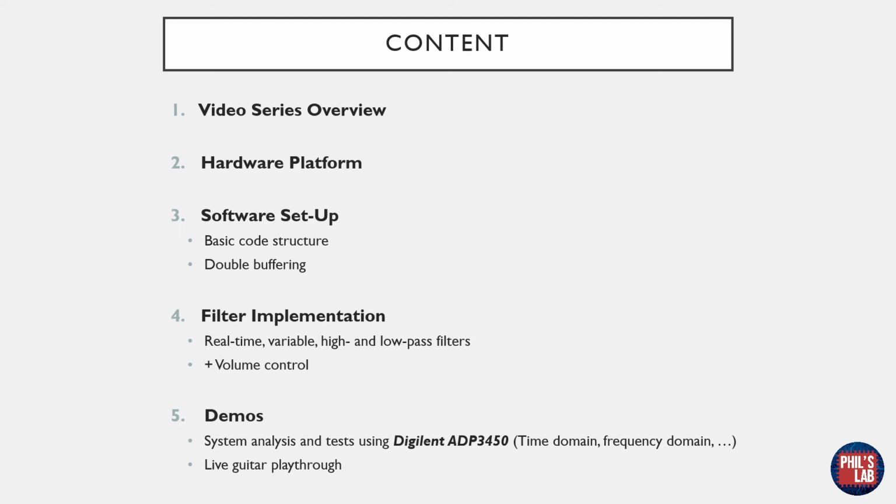Then we can move over to filter implementation, which is the first part of our audio processing effects. We'll look at real-time, variable, high and low-pass filters, as well as a simple volume control. Then I'd like to show you some practical real-world demos using our filter implementation. We'll do a system analysis and tests using the Digilent ADP3450 mixed signal scope and function generator. We'll look at the time domain characteristics, frequency domain, and so forth. I'll also show you this live with some audio via guitar and an amplifier.